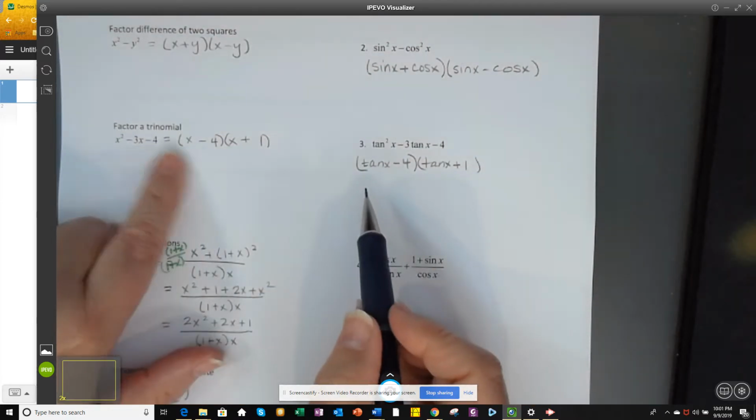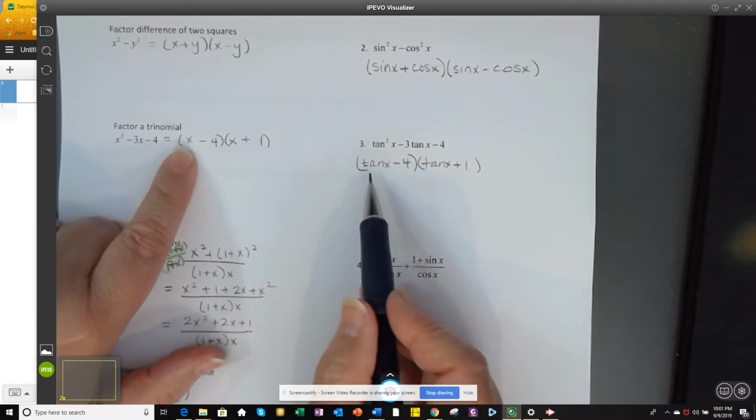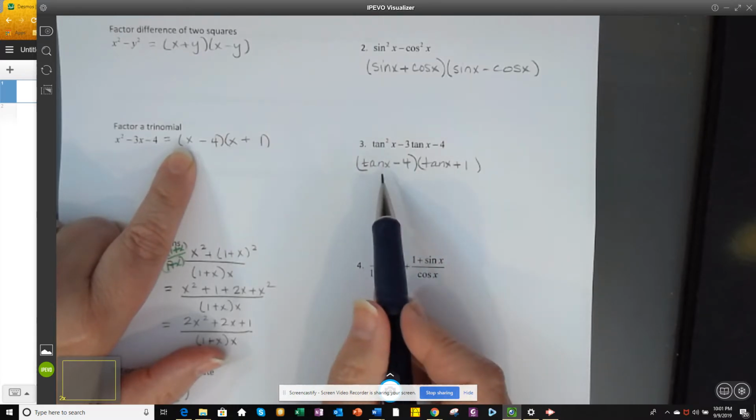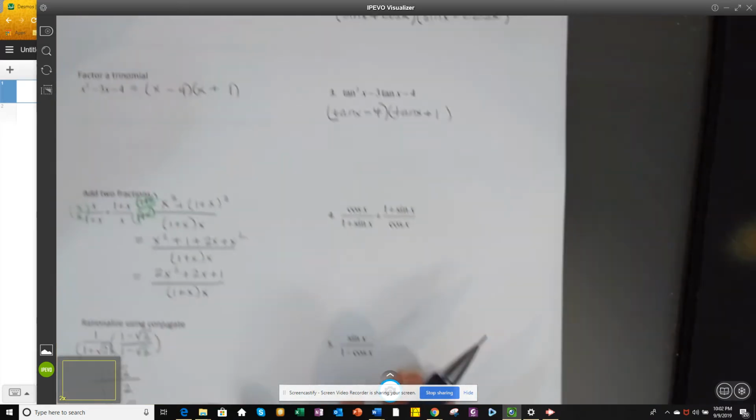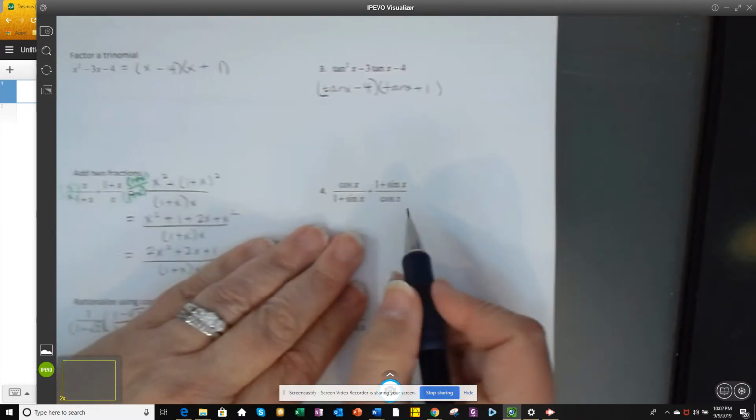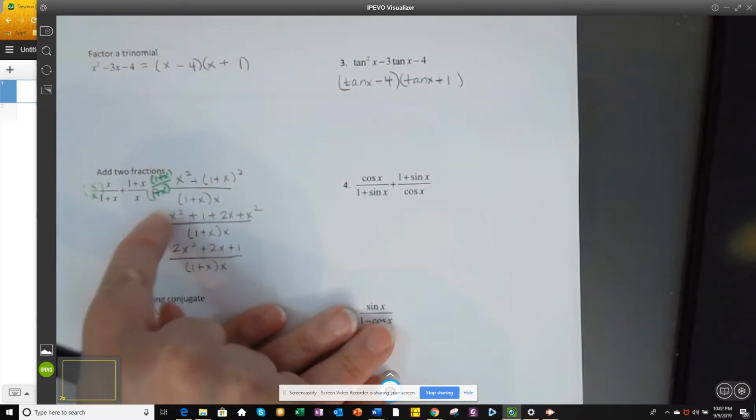So the only difference you see here is that instead of an x, I'm using the entirety of a tan x, which is representative of the opposite over adjacent, which is a number, just like x would be a placeholder for. All right. This next one, I'm going to be obviously doing the same operation here.